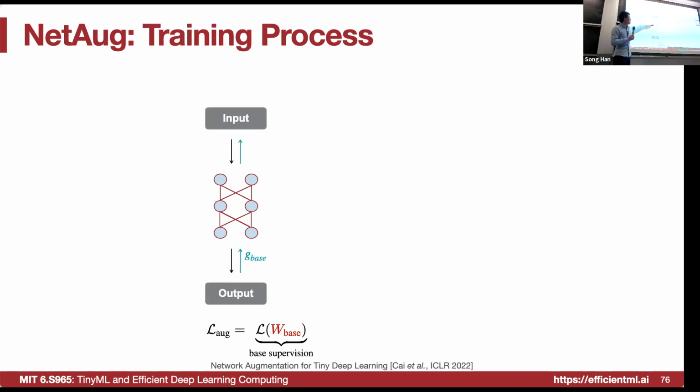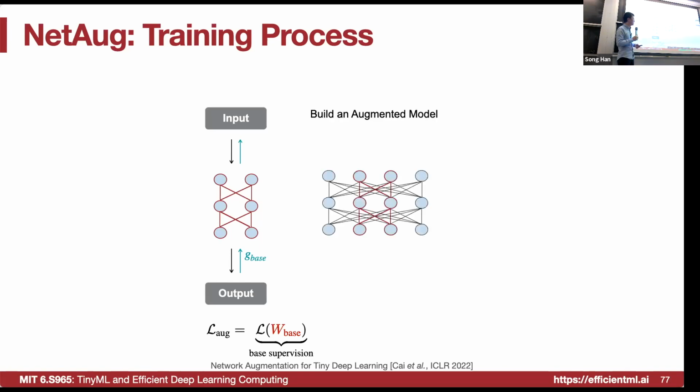So we are given a tiny neural network. We have an input to calculate the loss using the weight, okay, to do backpropagation. The network is very small, it has very limited capacity. So what we want to do is actually build an augmented model. Okay, let me move the bar up so you can see everything more clearly. So we are going to build an augmented model.